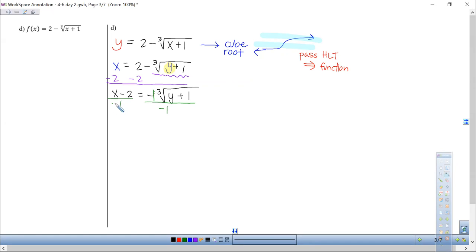So that means that I'm changing the signs on both of these, the same way that all I did here was change the sign to become positive, right? So this becomes a positive cube root of y plus 1. This is going to become a negative x and a positive 2.